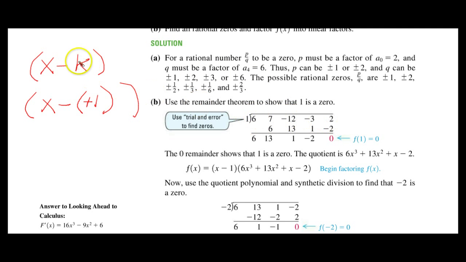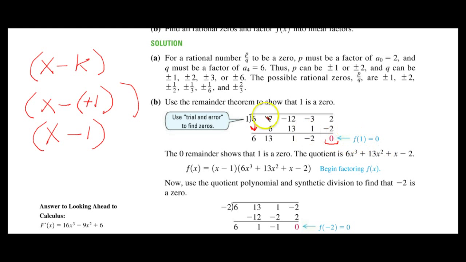Remember, we said the shortcut was opposite sign. So there's where we get the 1. But remember, that is going to be originally an x minus 1. So we're getting the positive 1 from our k value. Okay, we do our synthetic division, and we end up with a 0.